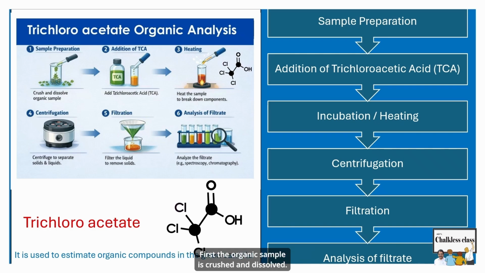First, the organic sample is crushed and dissolved. Then TCA is added. TCA is a strong acid that denatures and precipitates proteins, separating them from smaller molecules. The mixture is heated to break down components further. Centrifugation separates solids, macromolecules, from liquids, micromolecules in solution.